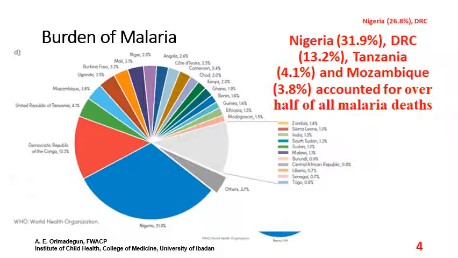Nigeria, the Democratic Republic of Congo, the United Republic of Tanzania, and Mozambique accounted for slightly more than half of all deaths globally. And as you can see, Nigeria 31.9%, DRC 13.2%, Tanzania 4.1%, and Mozambique 3.8%.